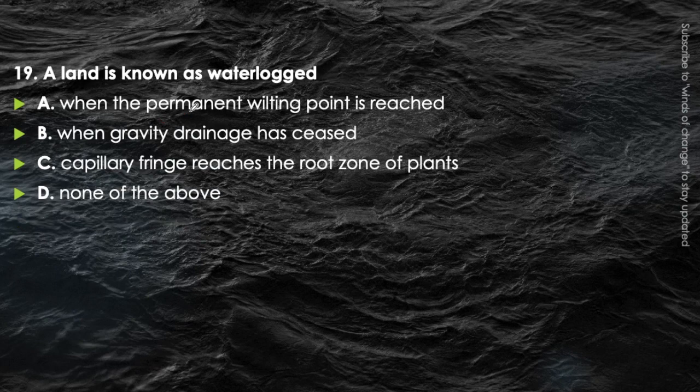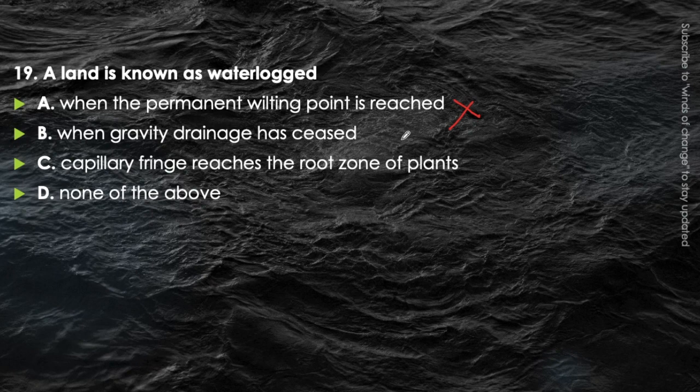Next question. A land is known as waterlogged when the permanent wilting point is reached. What is permanent wilting point? When there is no water available for the plant to be utilized. Is that the case of the waterlogging? No, it is not. When gravity drainage has ceased, that is not a condition of the waterlogging.